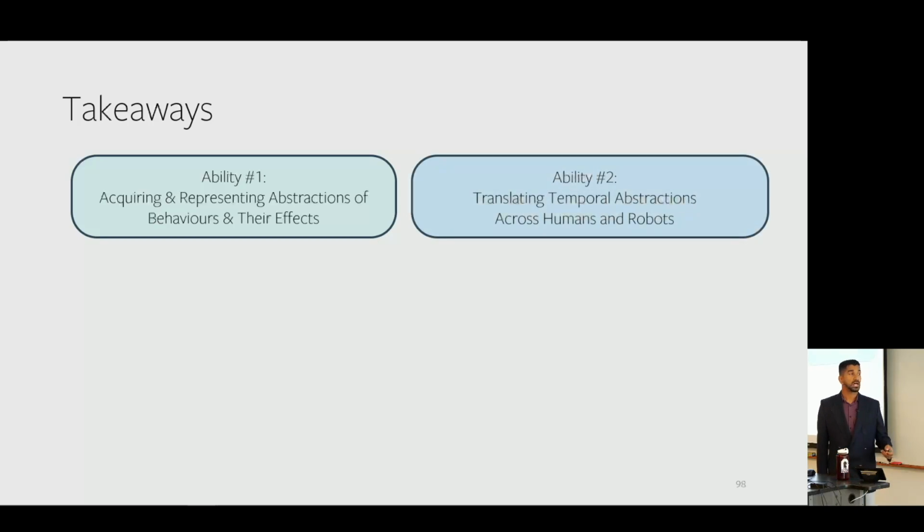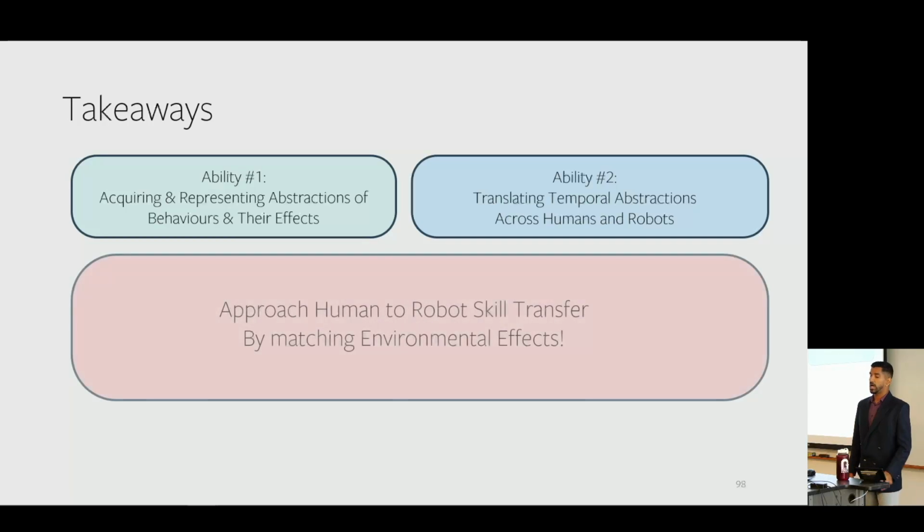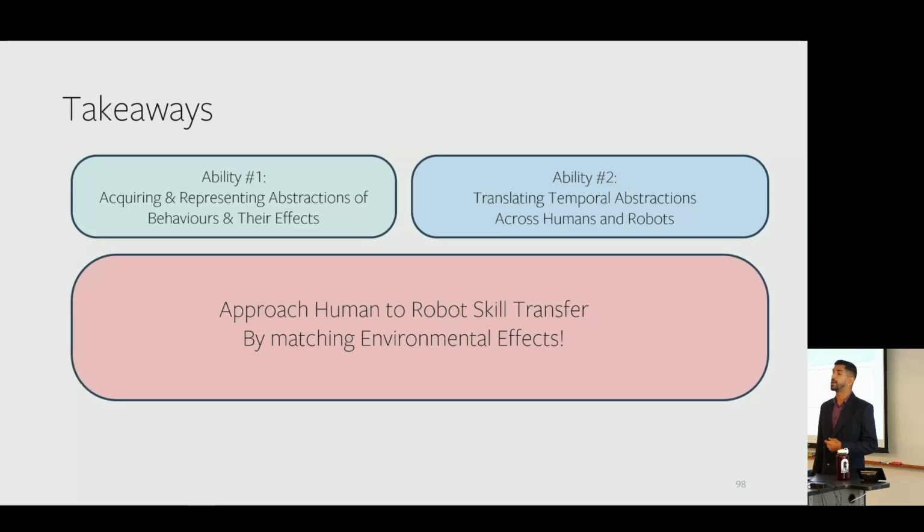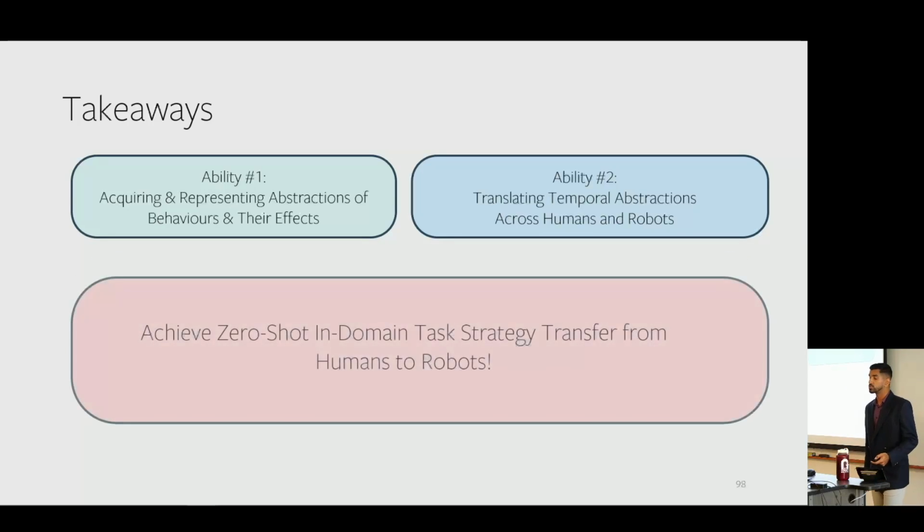These limitations aside, there are some important takeaways from this work. First, we saw how we can address this ability of acquiring and representing abstractions of behaviors and their effects, as well as how to translate these interaction abstractions across humans and robots. And we saw how we could do this by matching environmental effects across these two domains. And we saw that doing this afforded us this zero-shot transfer of task strategies from humans to robots, which I think is a really neat thing to have.